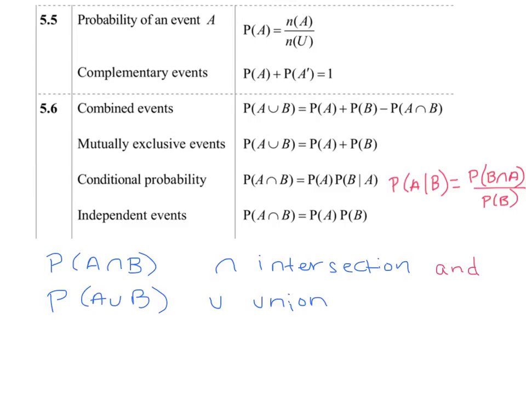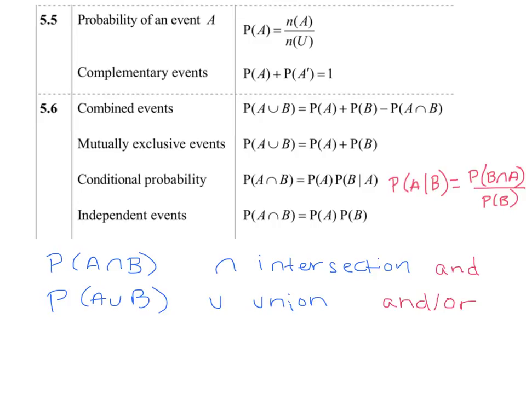Union you can think of as and/or. Okay, what's the probability of A happening and/or B happening? Or another way to say that is what's the probability of A happening, B happening, or both happening? Okay, so that is the difference in those two.